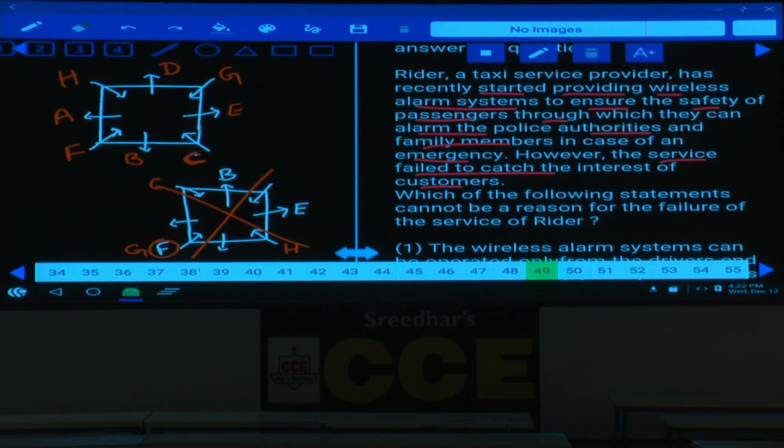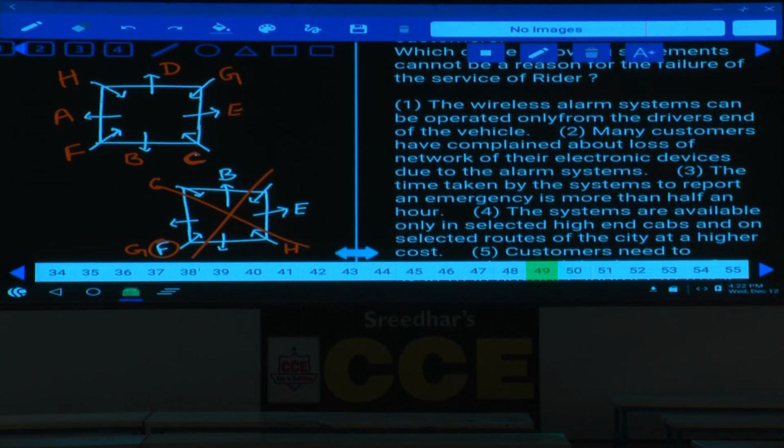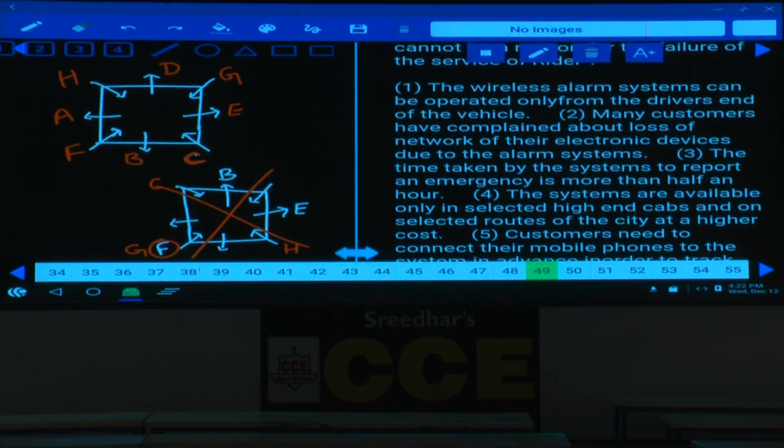Which of the following statements cannot be a reason for the failure of the service? Cannot be a reason. All the others are reasons, one cannot be a reason. Tell me which cannot be the reason here? Now we should always remember, 4 are the reasons and 1 cannot be the reason. 4 are the reasons means there are chances for not preferring this one.